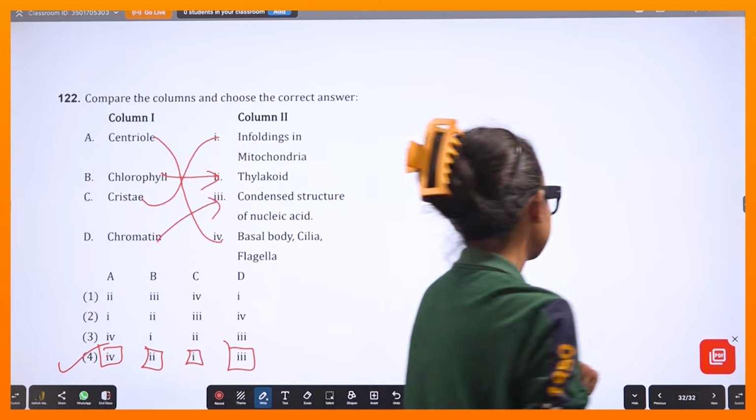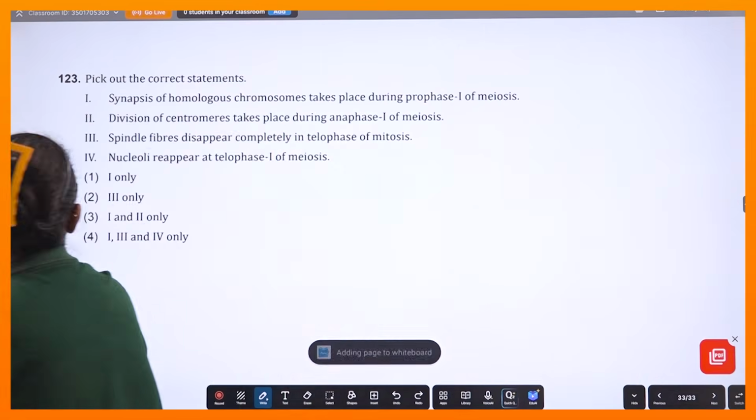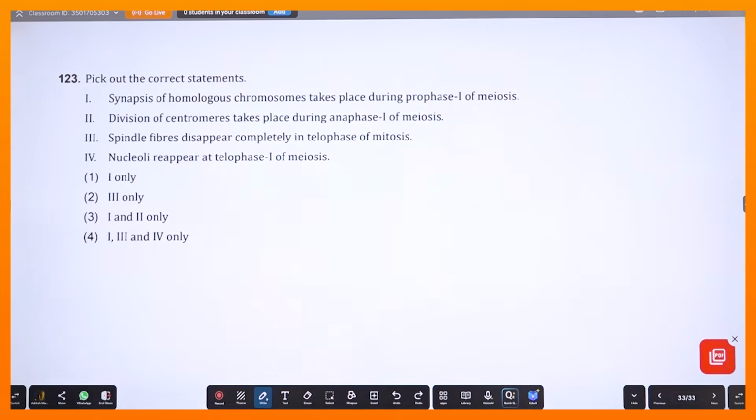Correct? Sorted. All right. Pick out the correct statement. All right, we have to pick out the correct statement.